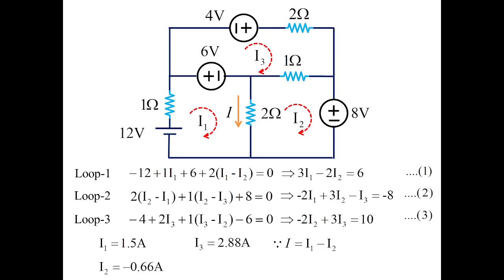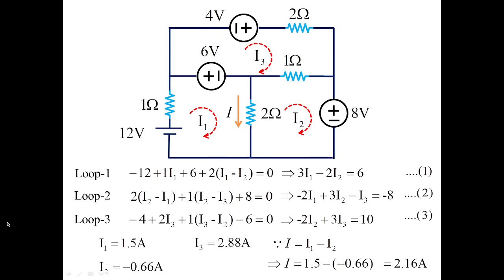Once we obtain the values of I1, I2, I3, we need to find out I. I is flowing over this 2 ohms resistance. So this has a drop across the 2 ohms with the currents which are flowing in loop 1 as well as in loop 2. So I is equal to I1 minus I2. So the I value will be equal to 1.5 minus of minus 0.66. So this gives the value as 2.16 amperes.